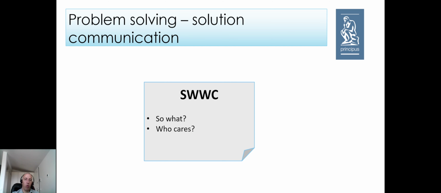Make sure that you talk about things that matter to whom it matters. Use the SWWC approach, whereas the who cares questions ask you to identify an interested person or group. The so what questions ask you to link your argument to some larger matter that your target group already deemed important.